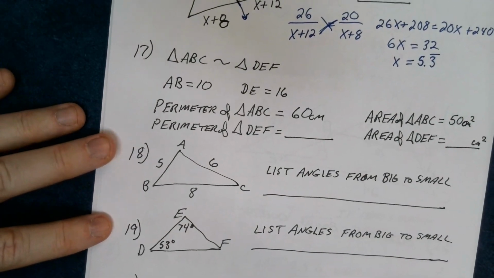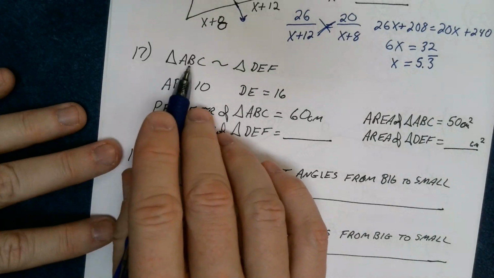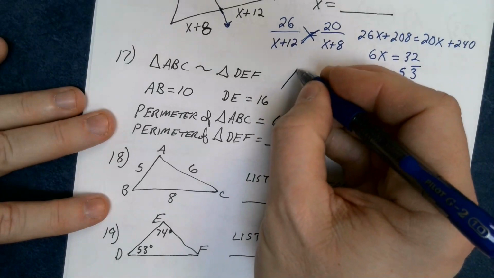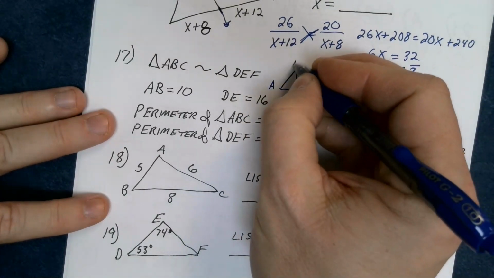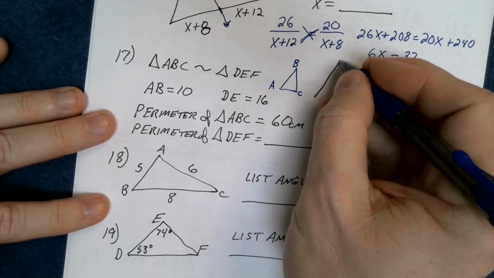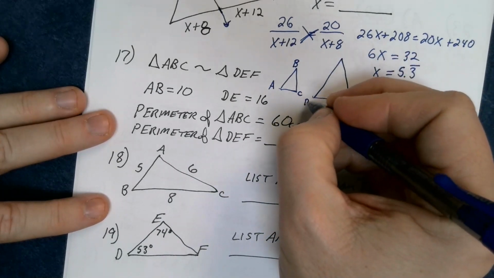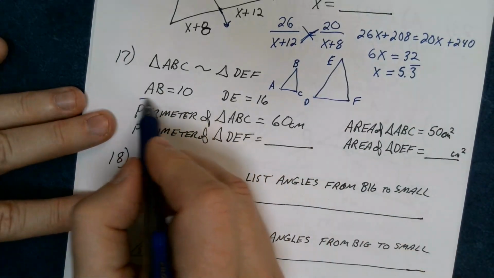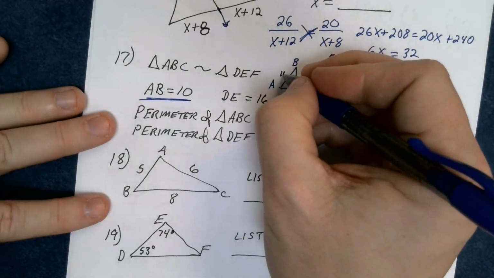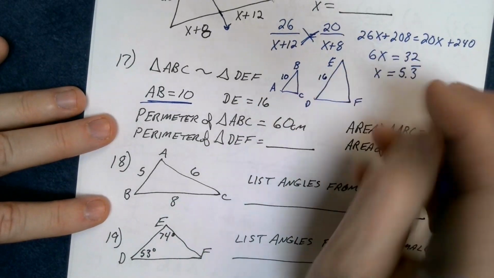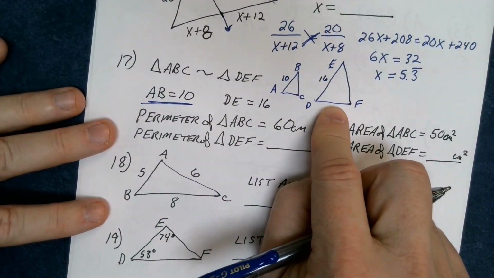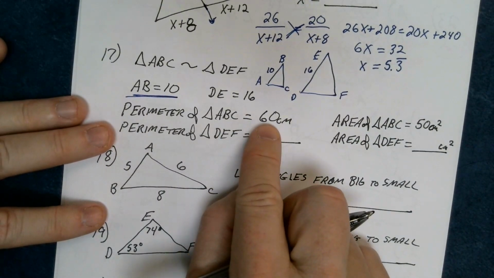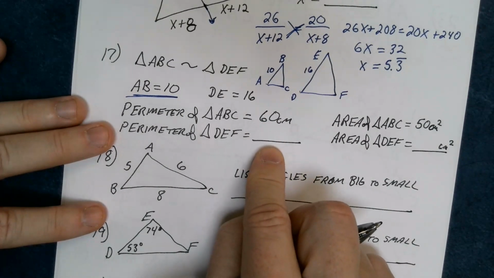Number 17 says that this triangle ABC is similar to triangle DEF. So it might be that I want to draw the pictures right now because it might help my process. So ABC is similar to DEF. And I kind of read a little bit ahead. It said that AB is equal to 10 and that DE is equal to 16. So that's why I made this triangle bigger because the corresponding side is bigger. Awesome. So it says the perimeter of triangle ABC is 60. What's the perimeter of triangle DEF?